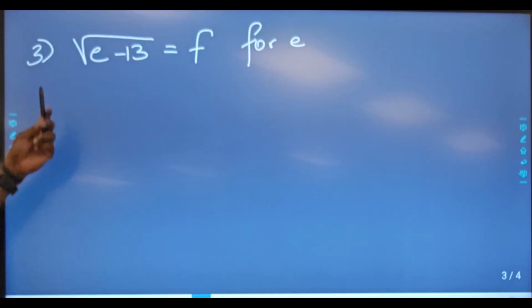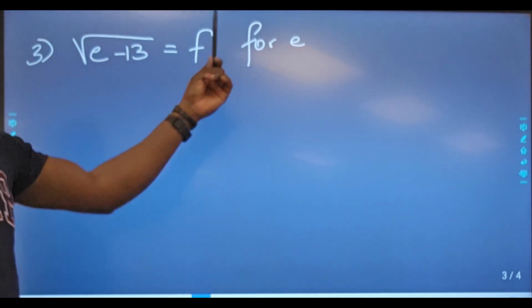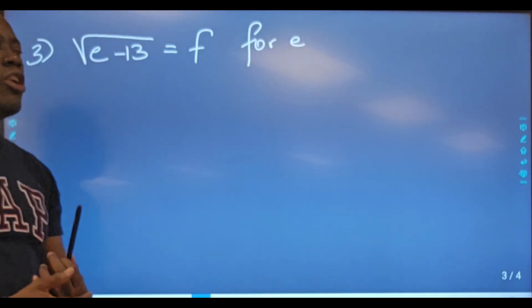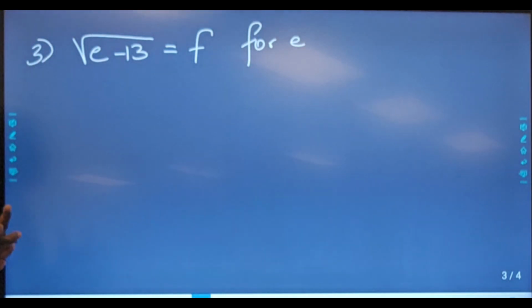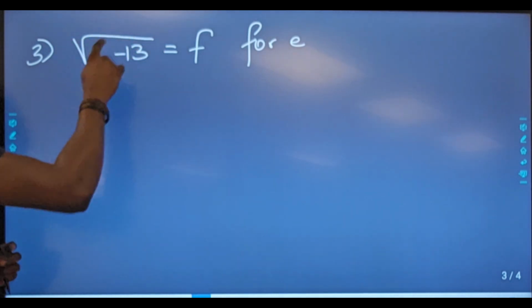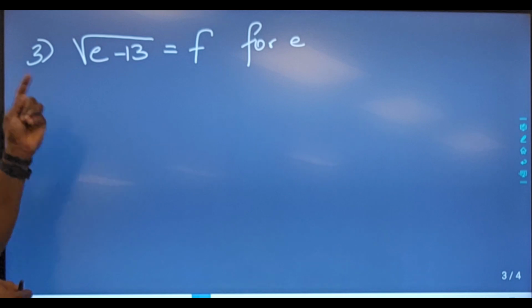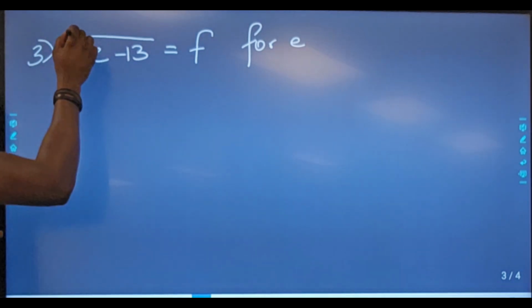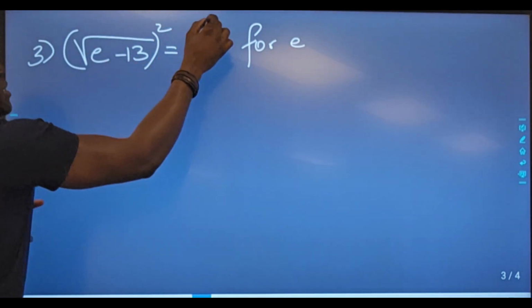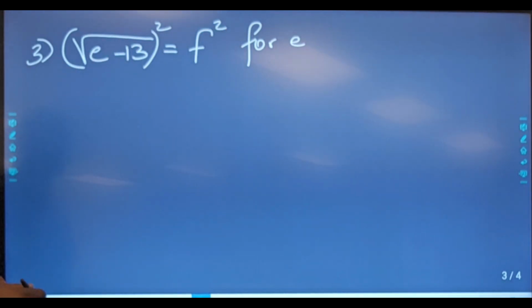Now in this example, I have the square root of e minus 13, and this is equal to f. The intention here is that I want to make e the subject of the formula. How do I do that? I'm going to have to get rid of everything so that e is isolated. Because e minus 13 is directly affected by the square root, I will have to start this problem by removing the square root. The inverse of a square root is a square, so I'm going to square this, which means I'm going to square the other side. It's just a single thing, f, so I just square it.